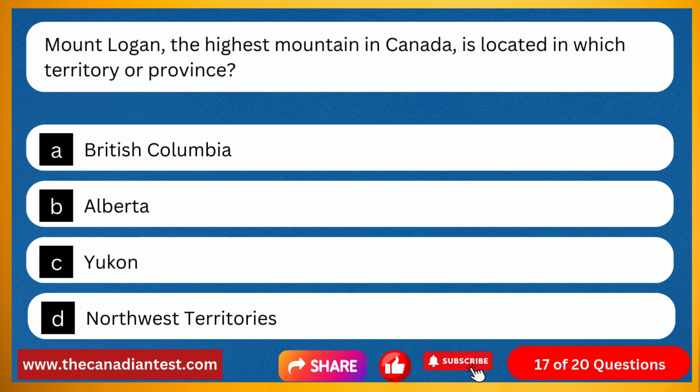Question 17. Mount Logan, the highest mountain in Canada, is located in which territory or province? Option A, British Columbia. Option B, Alberta. Option C, Yukon. Option D, Northwest Territories.